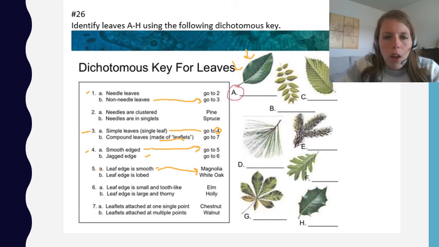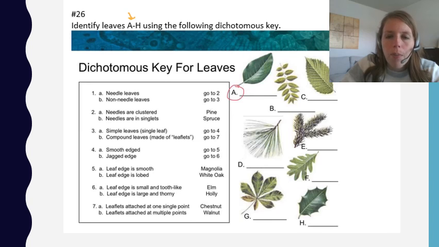All right, so we can go through this whole thing with all of these leaves, and that's what I want you to do. I want you to identify all of them. Let's do another one here. We can do B together. B, you know, is it needle leaves or non-needle leaves? Once again, non-needle leaves. So we're going to go to 3. Simple leaf, or is it a leaflet? It is a leaflet. So now we're going to go down to 7. Is the leaflets attached at one single point, or is it attached at multiple points? Well, I hope you can see that it's attached at multiple points, right? So B is going to be a walnut, right?